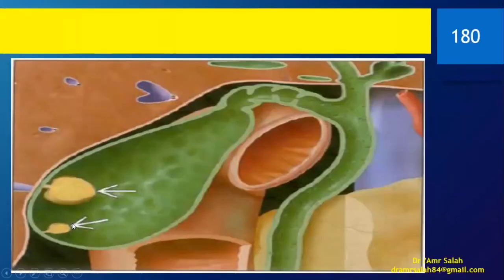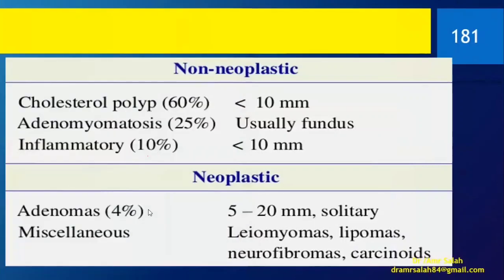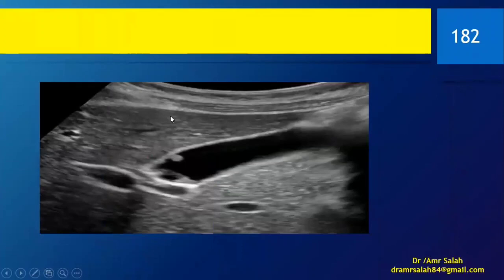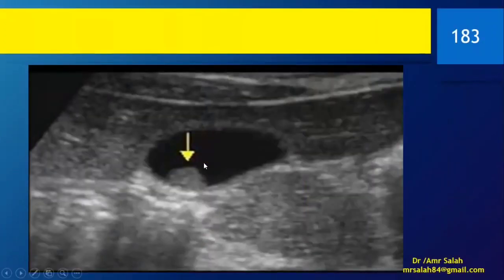Now, these are the polyps, the cholesterol polyps that are in the wall and they are not mobile. Okay, look at this. This is the polyp. Okay, here. This is the polyp and it's not mobile. The important thing, it does not move with the decubitus, so it is not a floating stone or something. All right. This is a polyp that's attached to the wall.